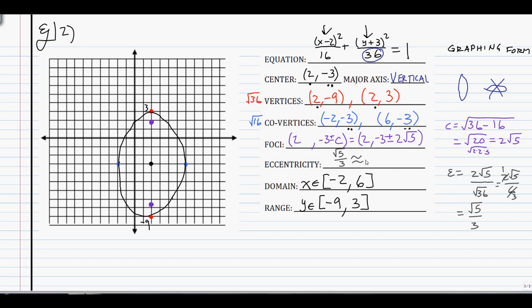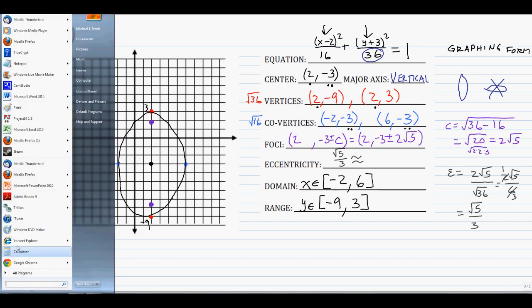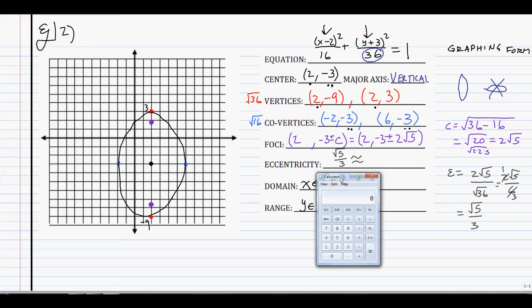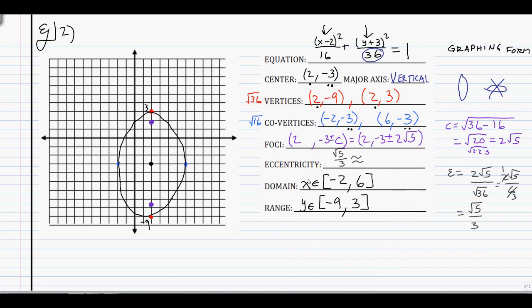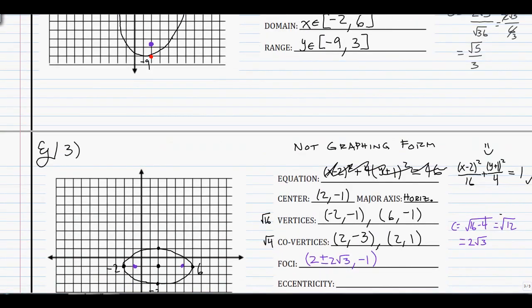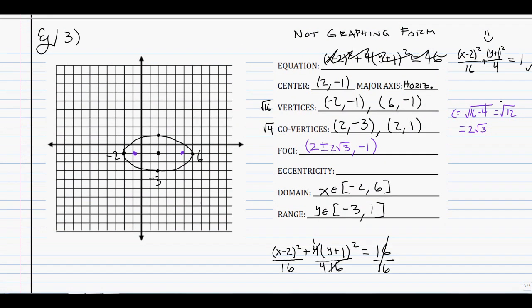Now again, this one doesn't look particularly circular, but just to make sure, let's check the calculator. Square root of 5 divided by 3. It says the value is approximately 0.75. So 0.75. It's a little more circular than the last one, although it might not look that way right now. Remember, my pictures are drawn really poorly. But again, it's not a particularly circular ellipse. So again, c over the square root of big.